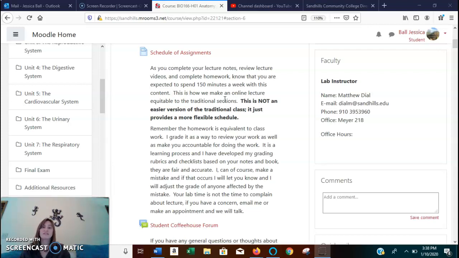It just gives you flexibility. So you need to be a pretty good independent studier for this class and be very organized. So make sure you have your ducks in a row when you start this course.